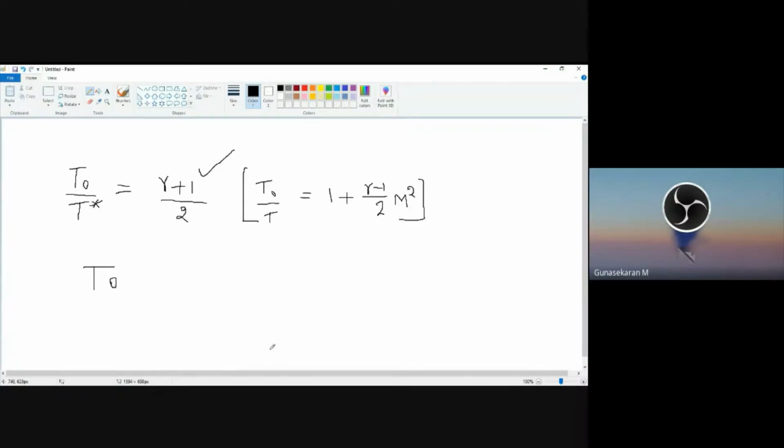So T naught, or we can say T star. Suppose if you want T star, then you have to do this. For T star, just do the cross multiplication. Then you will get T star equal to 2 into T naught divided by gamma plus 1.